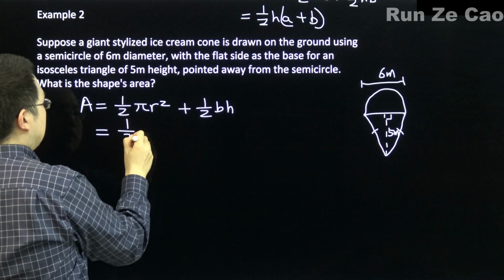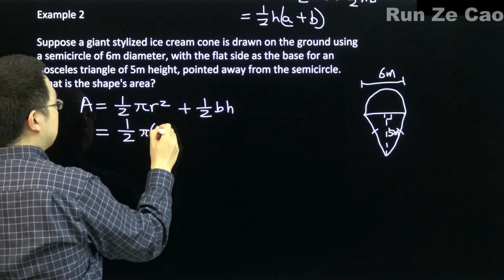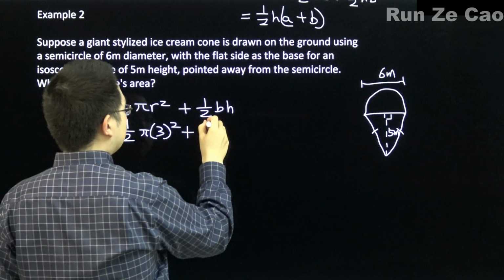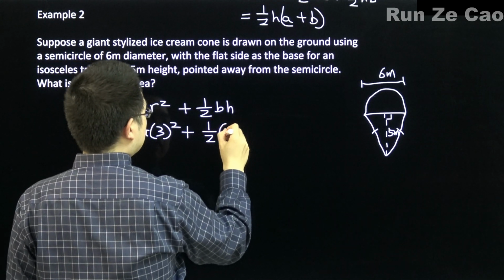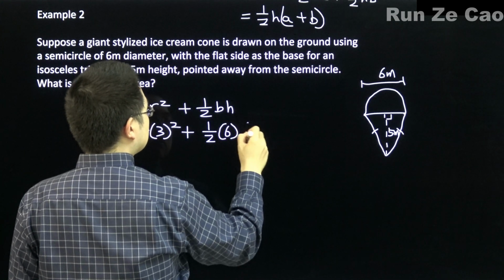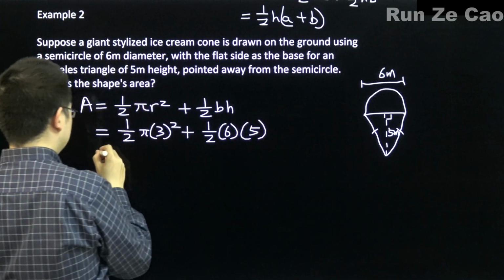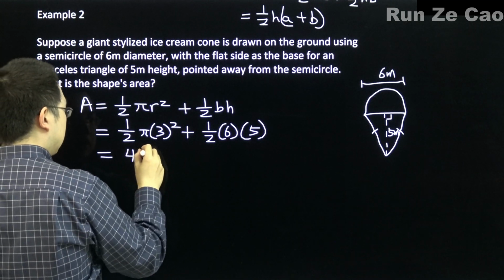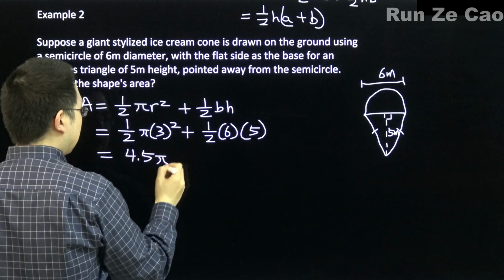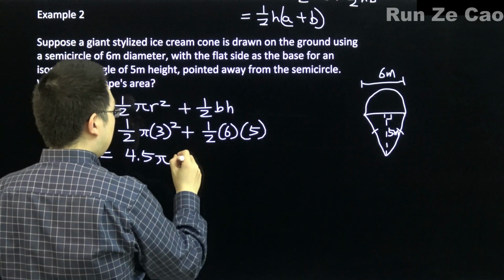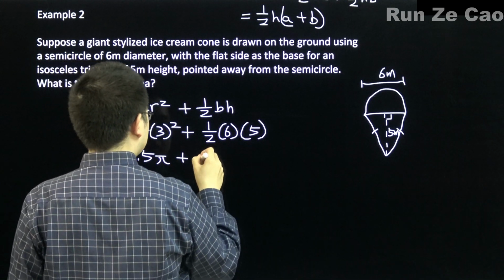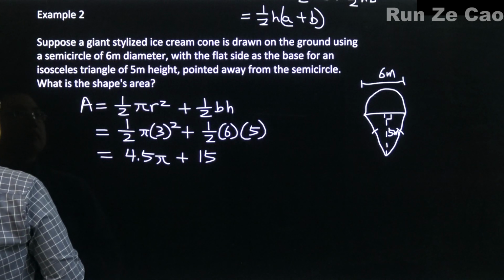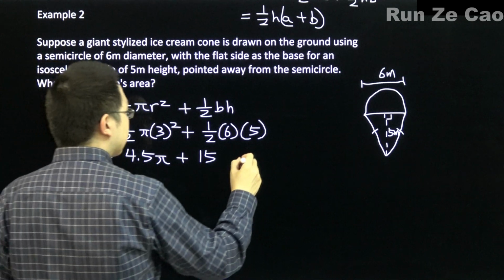And this is going to be 1/2 pi times 3 squared plus 1/2 base times height, which is 5. So you end up with 4.5 pi, or 9/2 pi, plus 5 times 3 is 15. And this is in square meters.